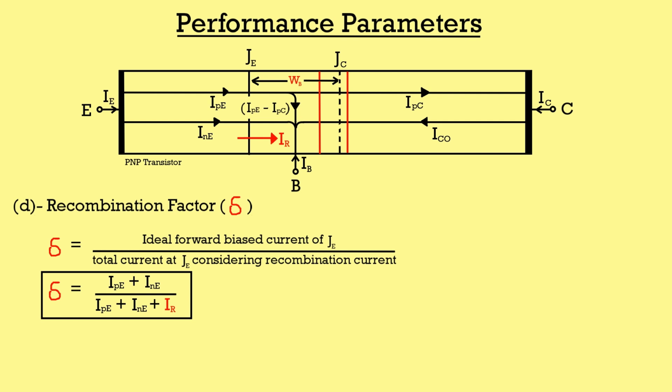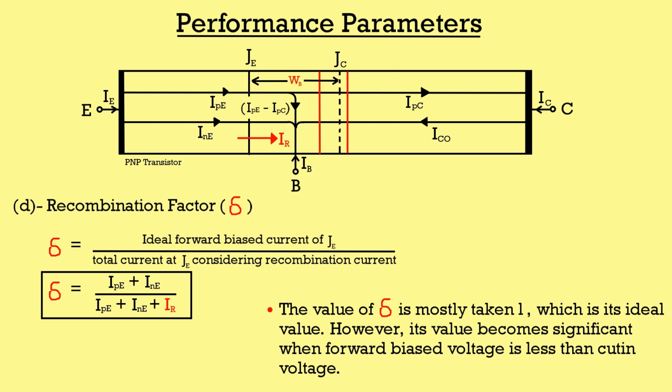The recombination factor is less important as generally the value of recombination factor is very close to 1, and in numericals we generally take its ideal value 1. The recombination factor becomes significant when the forward bias voltage is lesser than cut-in voltage. However, in real-life applications, the forward bias voltage is greater than cut-in voltage, and most of the times, the recombination factor is simply ignored. These are the 4 performance parameters that you should know about.